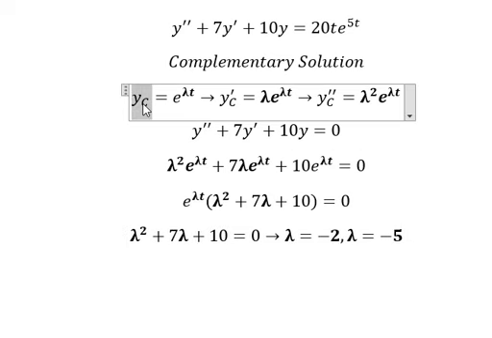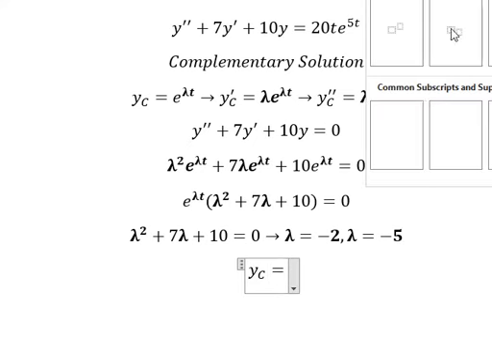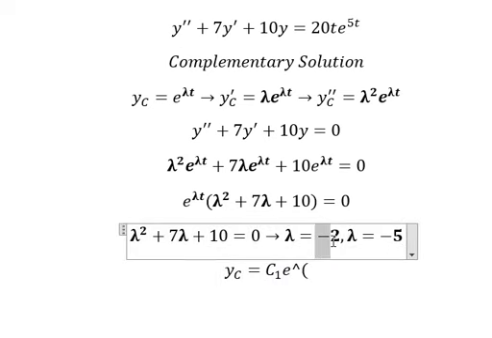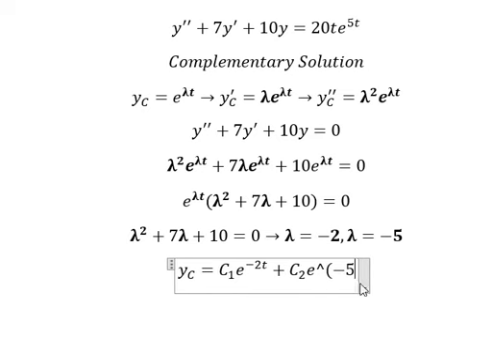And now we can find yc. So we have c1, that is the constant number 1, e to the power of lambda t. Now we need to change lambda into negative 2. So we have negative 2t. And we have c2, that is the constant number 2, e to the power of negative 5t.